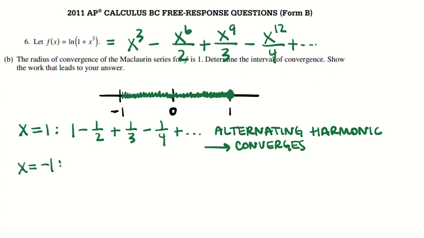Okay, when I plug in x equals negative 1, I'm going to get, well, negative 1 to the 3 is negative 1. Negative 1 to the 6 is going to be positive 1, so I'll have minus 1/2. And, well, x to the 9, when x is negative 1, that'll be negative 1 over 3. And then x to the 12, same story. It's always going to be negative. Okay, so minus dot, dot, dot. Okay, this is a harmonic series. It's negative, but I'd say it's still harmonic.